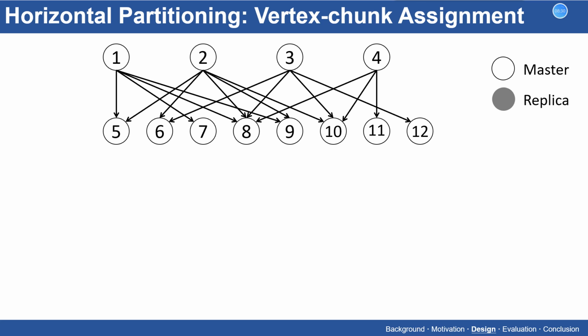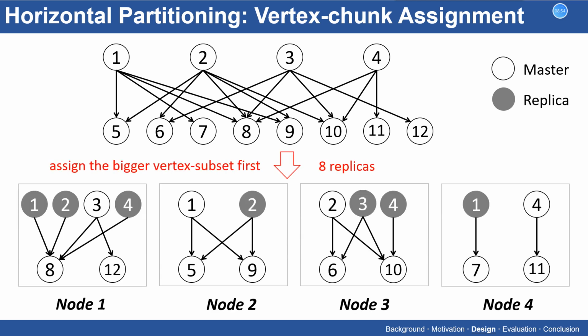According to the second observation, the sizes of the 2 vertex subsets in a bipartite graph can be highly lopsided. GraBi gives the bigger vertex subset a higher priority and assigns its vertex chunks first within each layer. As a result, the generated vertex replicates only come from the smaller subset, thus setting a lower upper bound on the number of replicates. For example, in the above figure, by assigning the bigger vertex subset first, the number of replicates is reduced from 15 to only 8.